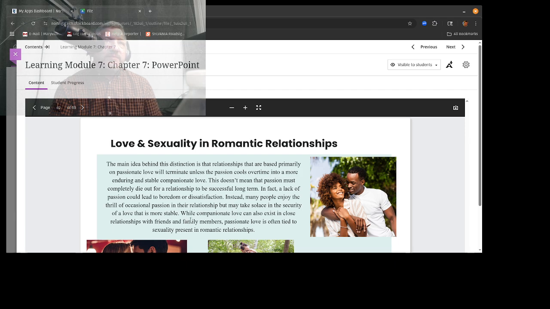The idea behind this distinction is that relationships based primarily on passionate love will terminate unless the passion cools over time into a more enduring and stable companion love. And this doesn't mean passion must die out completely. I still love my wife.